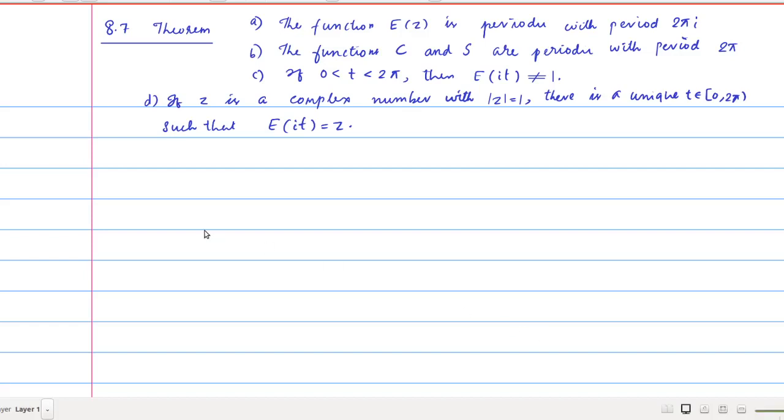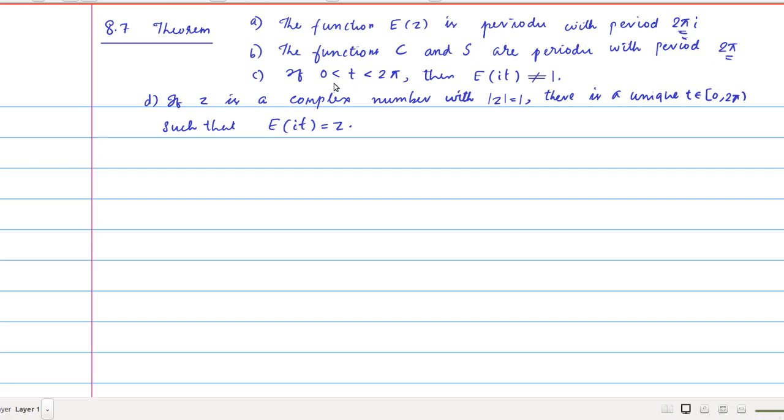Hi, we are discussing theorem 8.7. The first statement: the function e of z is the series that is periodic with period 2 pi I. The second statement: the functions c and s, which we have defined as c of x and s of x in terms of e of z, are also periodic with period 2 pi. This is 2 pi I and this is 2 pi. This is the second statement.